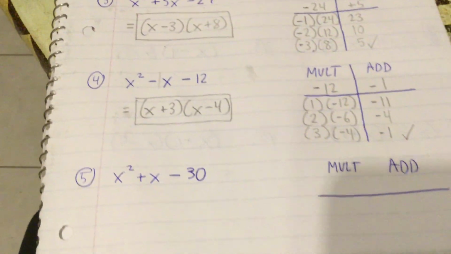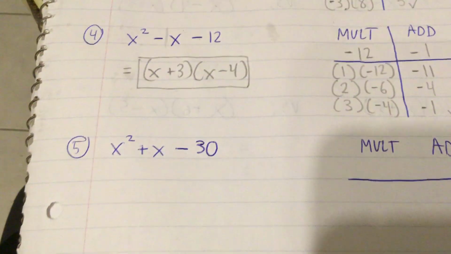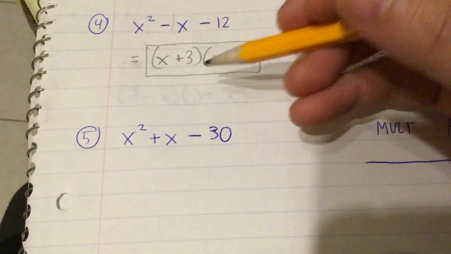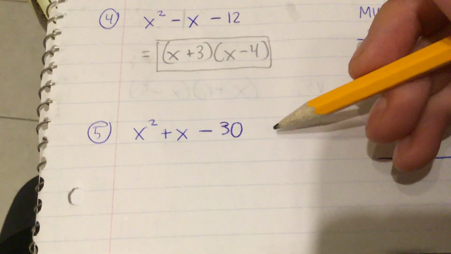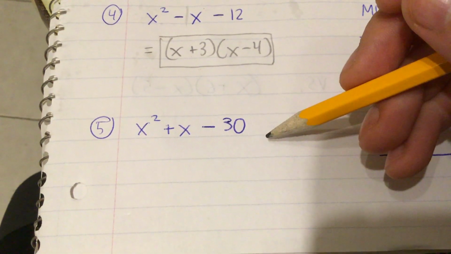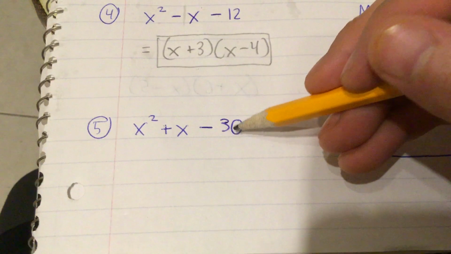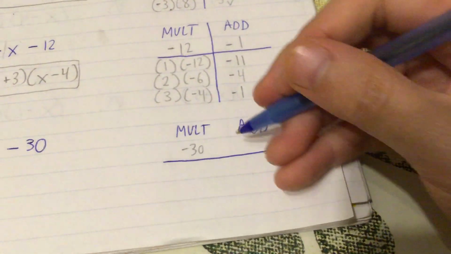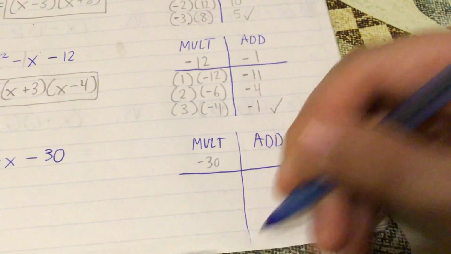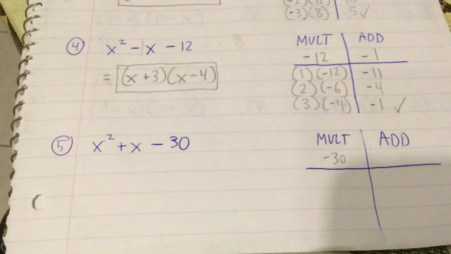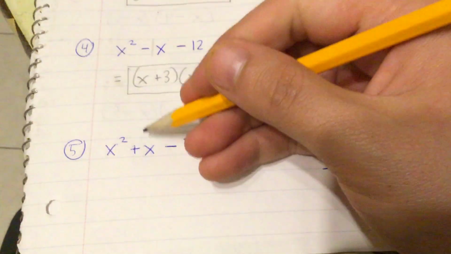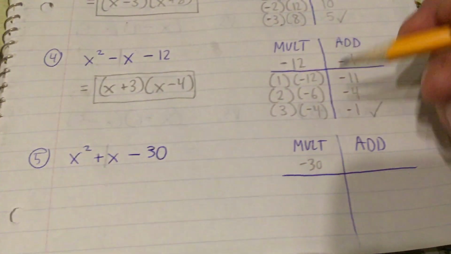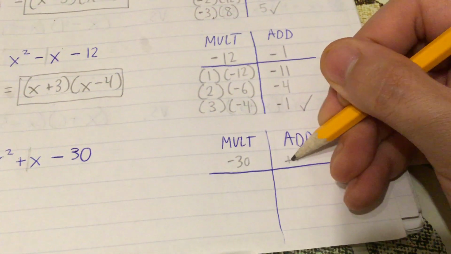Now, same thing with number 5. X squared plus x minus 30. I'm trying to factor this into two binomials. I'm looking for the winning combination that multiplies to negative 30. Oh, I don't know why I didn't make that table all the way down. There we go. Multiplies to negative 30, and there's no coefficient, so I can put a 1. And adds to positive 1.